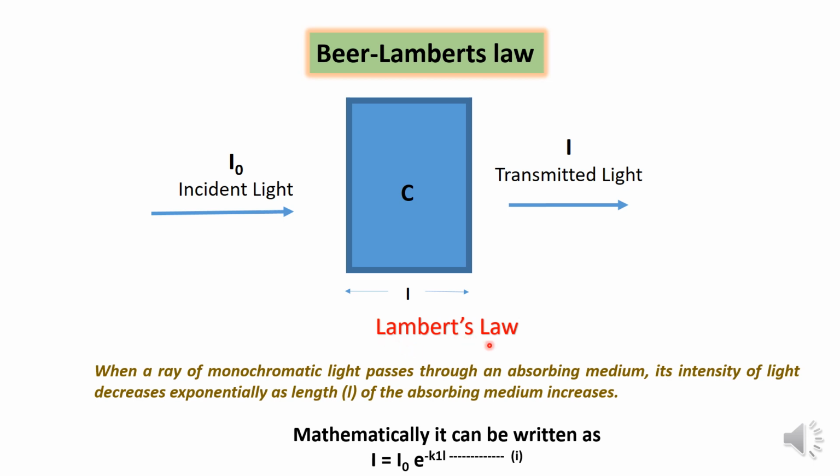So the first law, Lambert's law, can be stated as: when a ray of monochromatic light passes through an absorbing medium, its intensity decreases exponentially as the length of the absorbing medium increases. So if we increase the length of this absorbing medium, then there is an exponential decrease in the intensity of the transmitted light. This Lambert's law can be mathematically written as I, that is the intensity of transmitted light, is equal to I0, that is the intensity of the incident light, times e raised to minus k1 L. L is here the length of the absorbing medium.